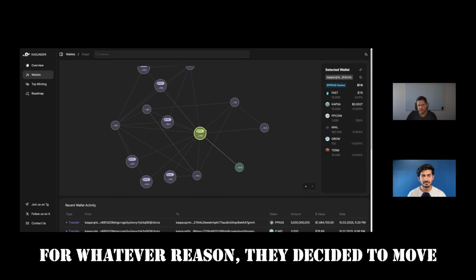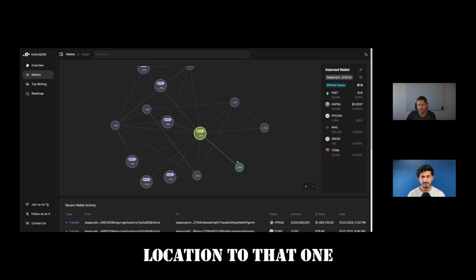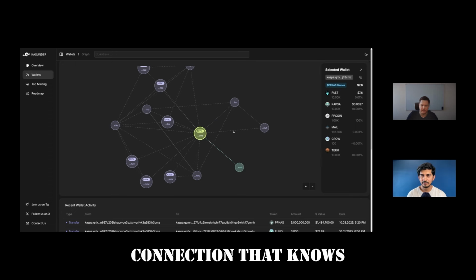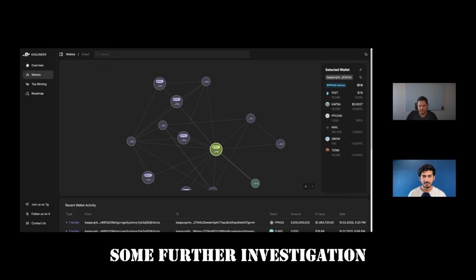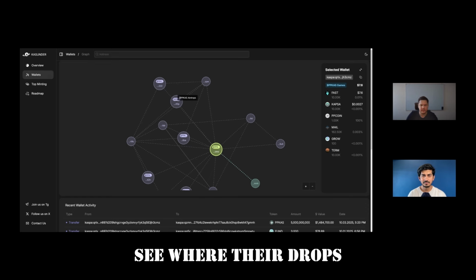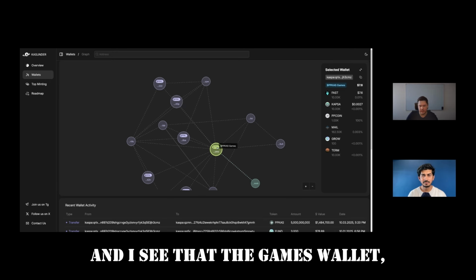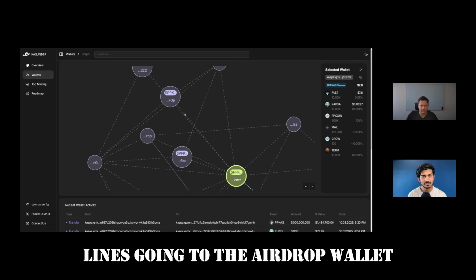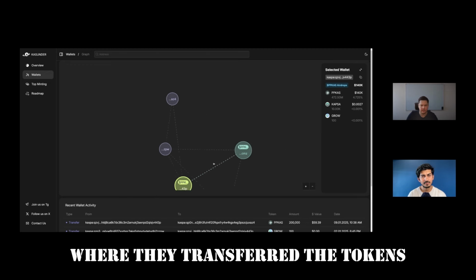So for whatever reason, they decided to move half of the allocation from the main wallet to that one, and that is not visible, maybe to make this kind of a proxy connection, God knows. But let's imagine I need some further investigation. For example, I want to see where the airdrops are distributed, right? So I see that there is an airdrop wallet, and I see that the games wallet has these dashed lines going to the airdrop wallet. So it was transferring, back then, when they transferred the tokens.